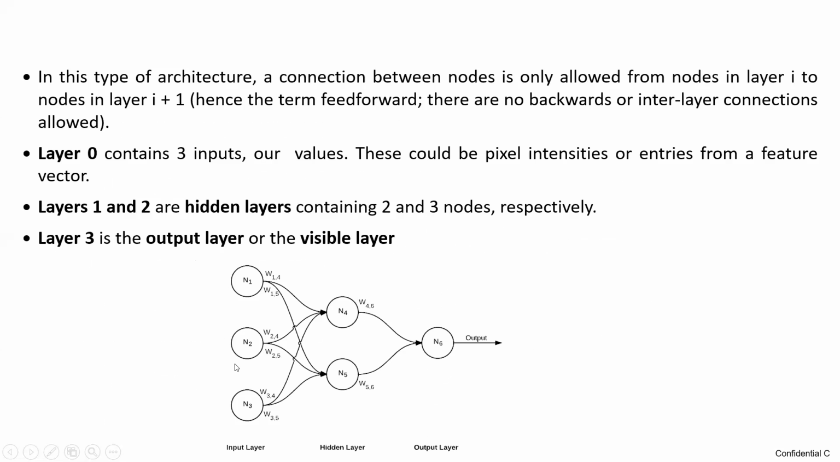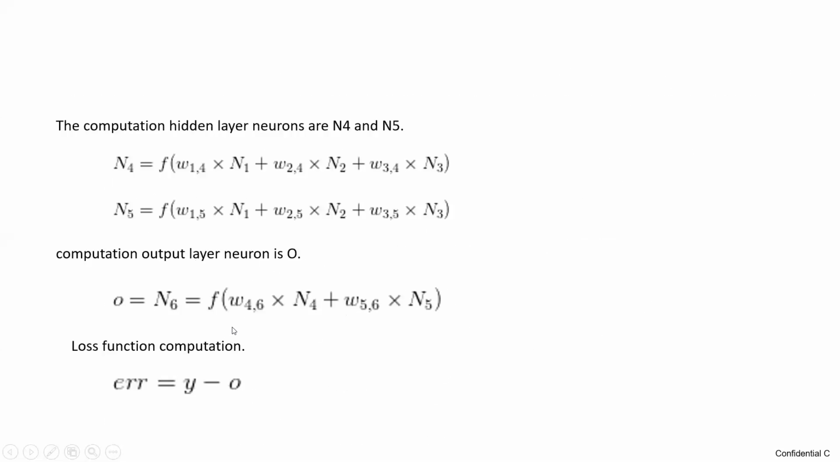Now from the input layer, we computed the hidden layer neuron values. The next layer is the output layer, N6. N6 also receives two input signals, each followed by a weight value. So you compute N6 and the output value. Then you have the actual value and the output neuron value, so you compute the loss, the error.